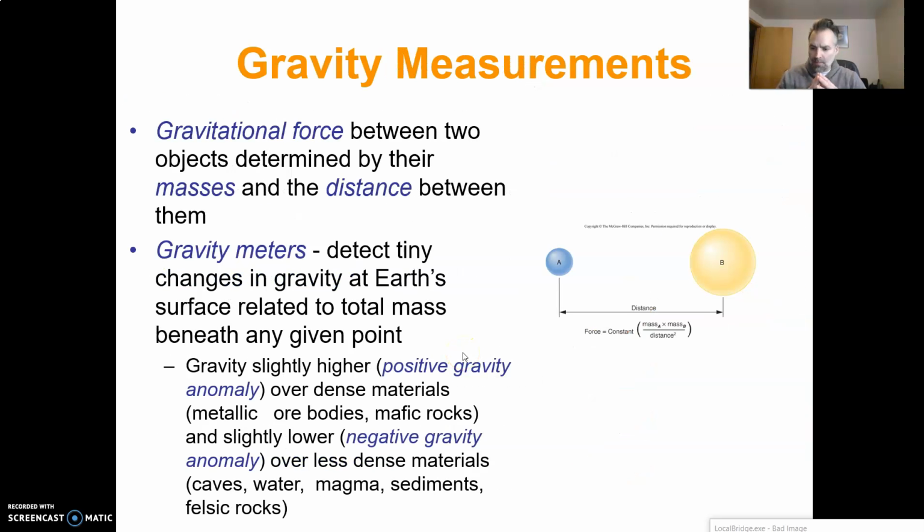And also, what I'll do is I'll stop here. I want to talk about gravity measurements and the importance of this. We'll get back to this shortly.